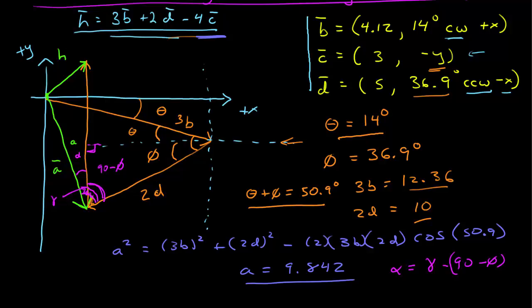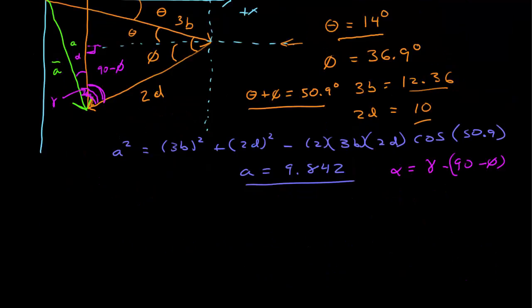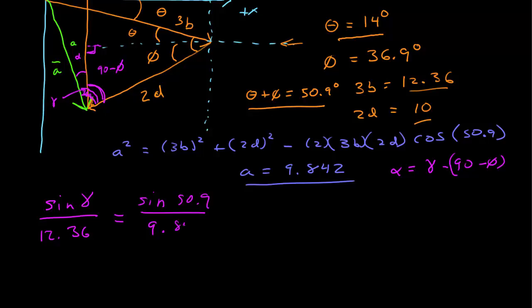And I can find gamma now using the law of sines. The law of sines tells me that sine of gamma divided by the length opposite it, which is 12.36, is equal to the sine of another angle that I know, 50.9, divided by the side opposite it, which is 9.842.